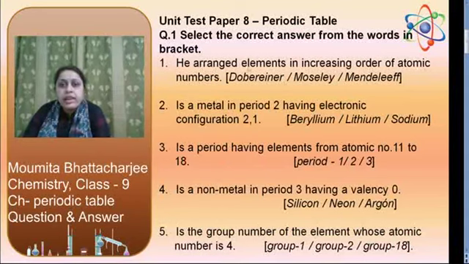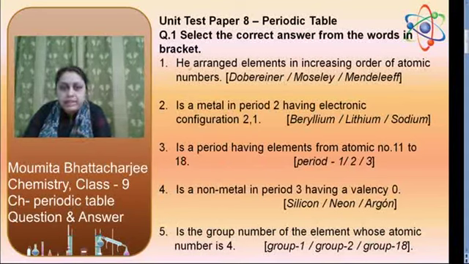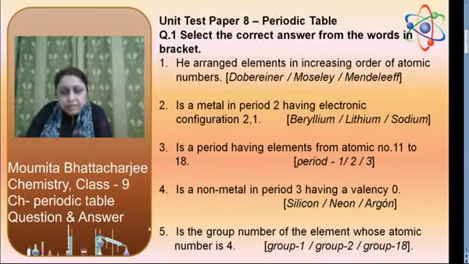First one, select the correct answer from the words in bracket. He arranged elements in increasing order of atomic number. Answer will be Moseley. Is a metal in period 2 having electronic configuration 2, 1? Answer will be lithium. Is a period having elements from atomic number 11 to 18? Answer will be period 3. Fourth one is a non-metal in period 3 having a valency 0. Answer will be argon. Fifth one is the group number of the elements whose atomic number is 4. Answer will be group 2.